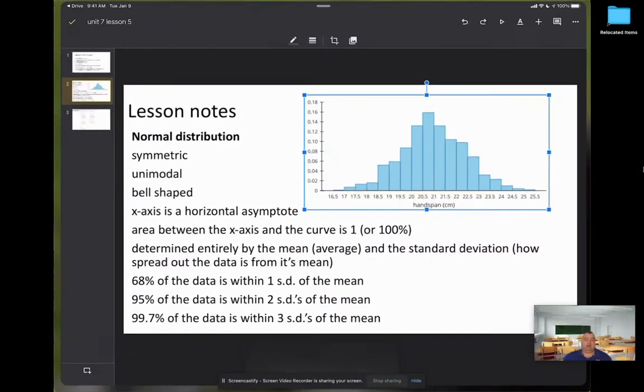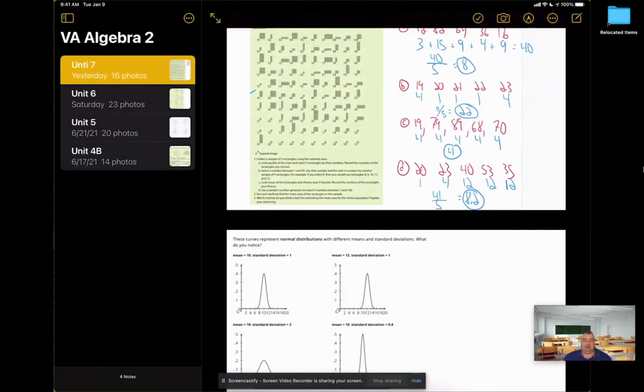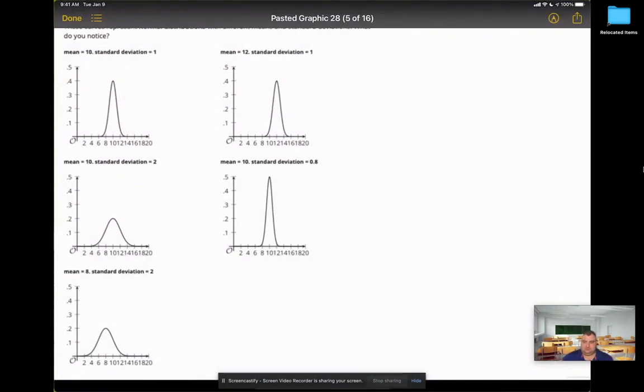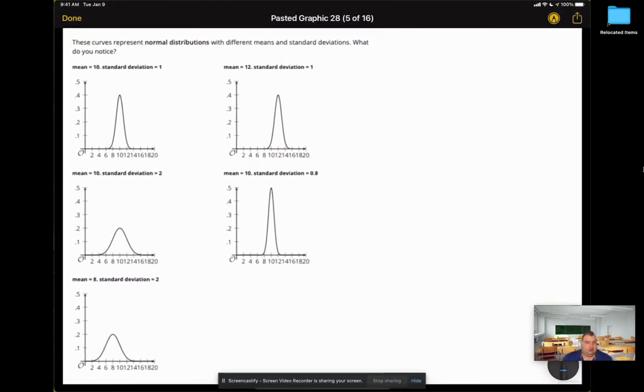With that in mind, let's take a look at the examples for this lesson. These curves represent normal distributions with different means and standard deviations. What do you notice? The first thing I want to call your attention to is this first one in the top left. Notice it tells you that the mean is 10, and the high point is at 10. 10 is also in the middle of the curve.